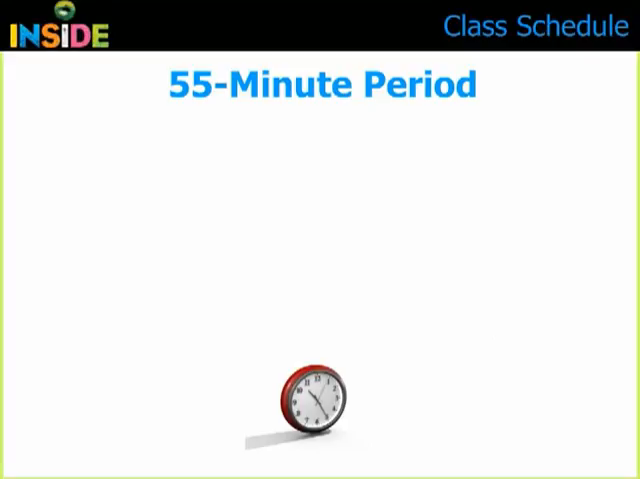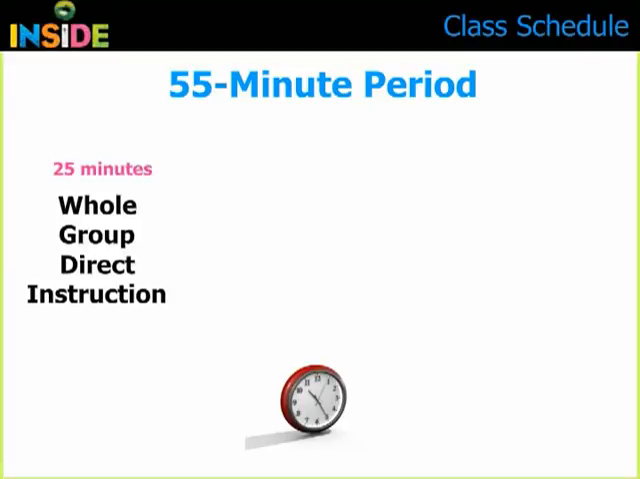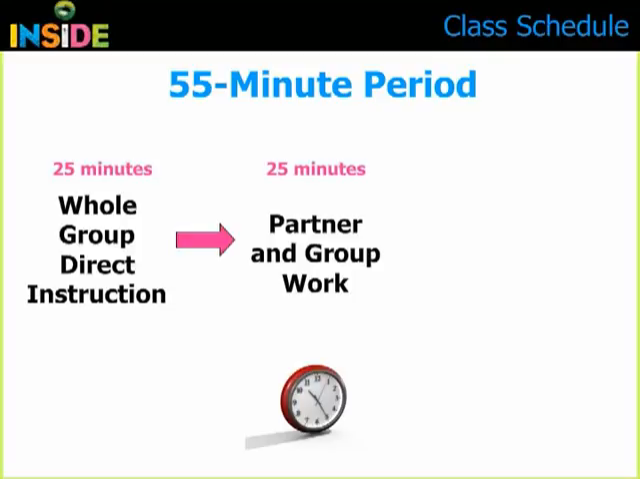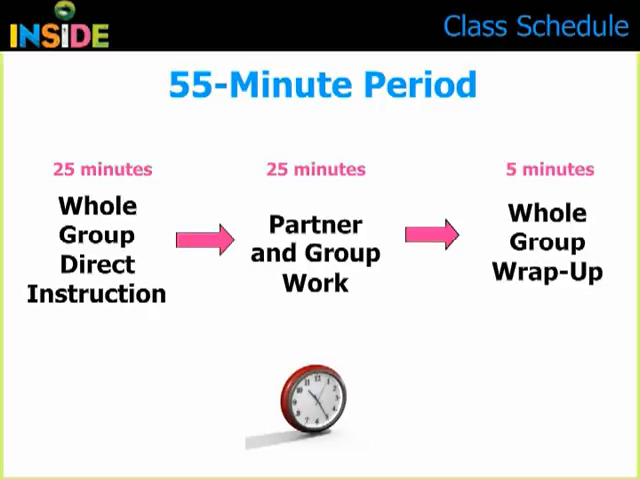If you have your students for a single class period, or approximately 55 minutes, begin with about 25 minutes of whole group direct instruction. Then you can provide time, about 25 minutes, for students to work with a partner or group while you work with students who may need additional support.